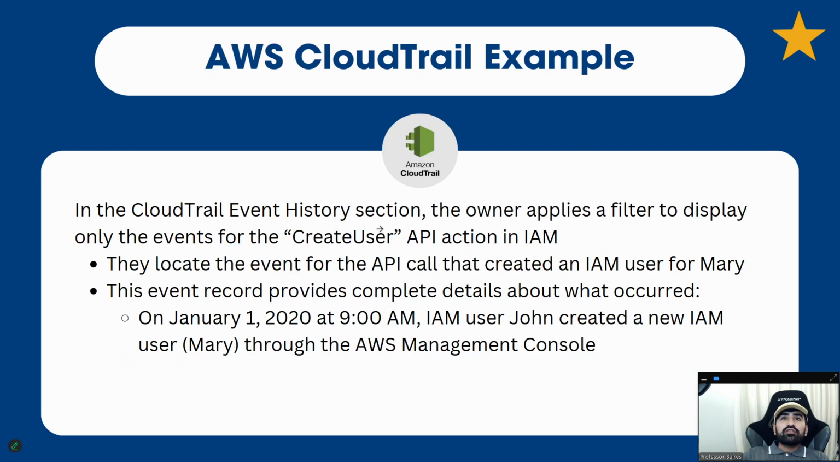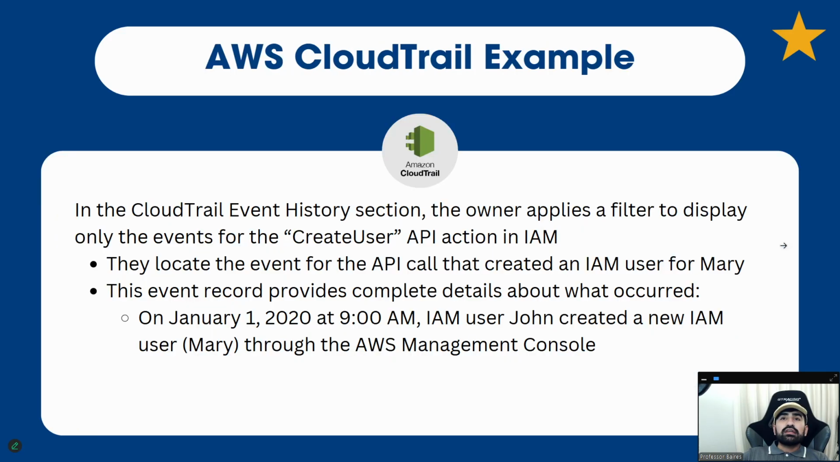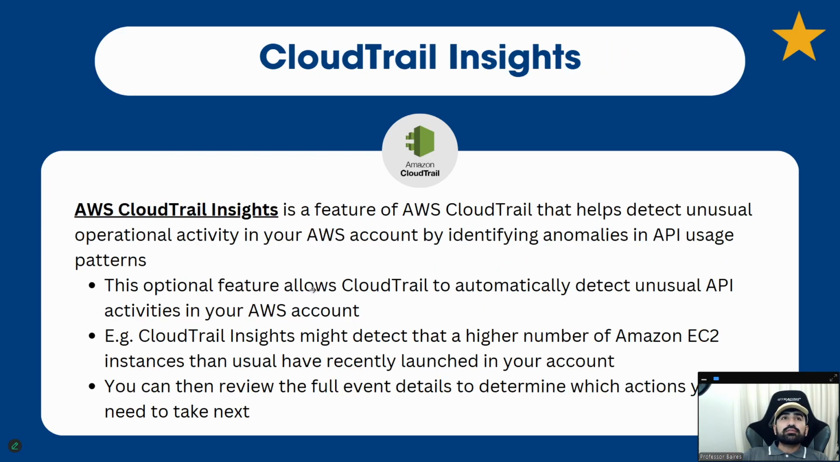So in the CloudTrail event history, the owner applies a filter to display the events for the create user API action. So we're just going to get a list or a log of just the times somebody tried to create a user in IAM. They'll locate the event for the API call that created an IAM user for Mary. And then this event provides complete details about what occurred, just like we saw here in this little graphic. So AWS CloudTrail will help you keep track of everything that everyone did on AWS.